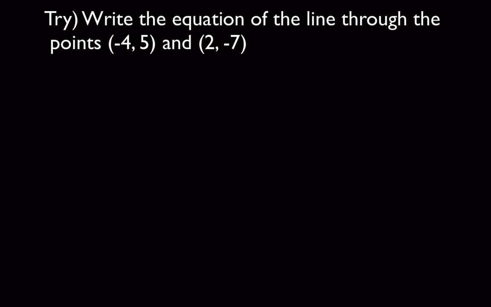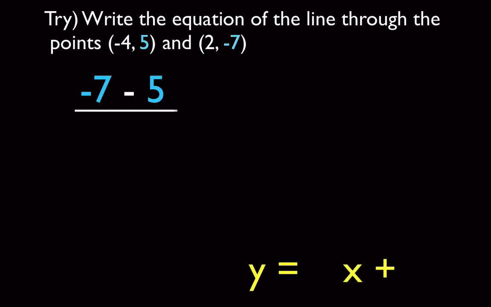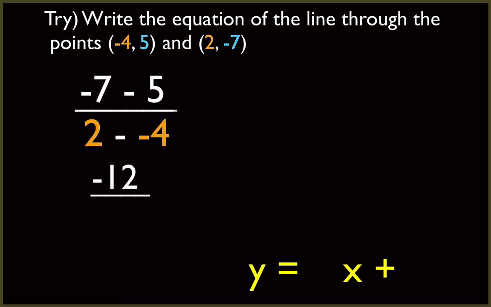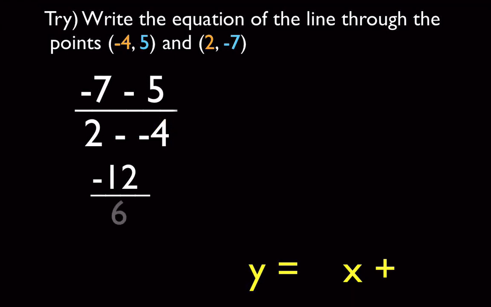Okay, look at another example for you to try on your own. Go ahead and go as far as you can with it. See if you can get your final answer. All right. On top, we're going to end up with negative 7 minus 5, which is negative 12. On the bottom, 2 minus a negative 4. That, of course, is going to turn into a positive 4, which makes 6. Negative 12 over 6 ends up being negative 2/1.